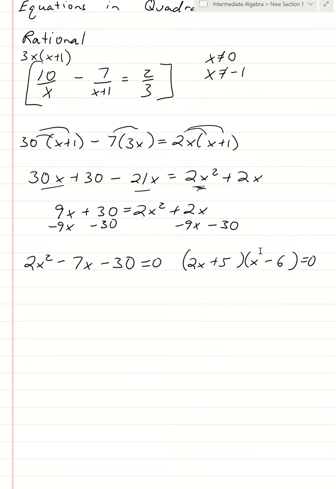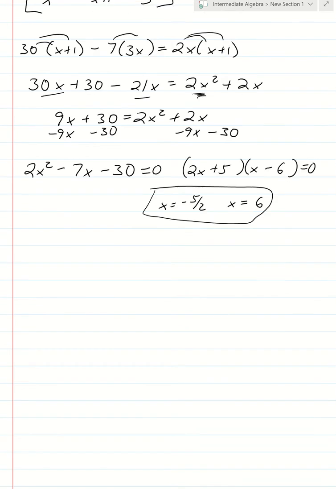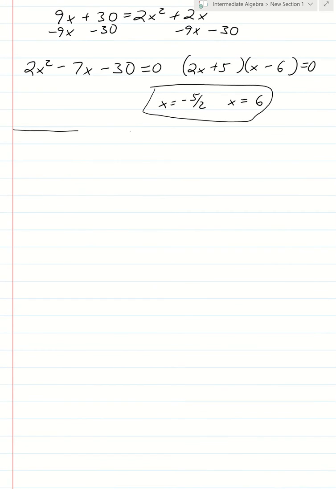Zero product property. Now that we can solve this quadratic equation, we would in fact get x equals -5/2 and x equals 6. Neither solution conflicts with our restrictions from step 2. So we have found our 2 solutions to this rational equation. Now, it was rational originally, but remember, we turned it into a quadratic equation, and that's what we saw in chapter 8. In chapter 9, remember, it was all about radicals.